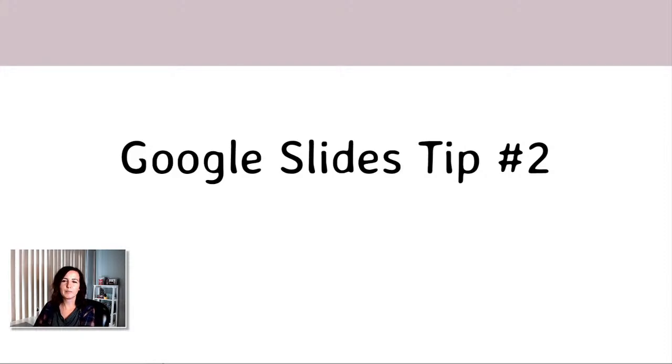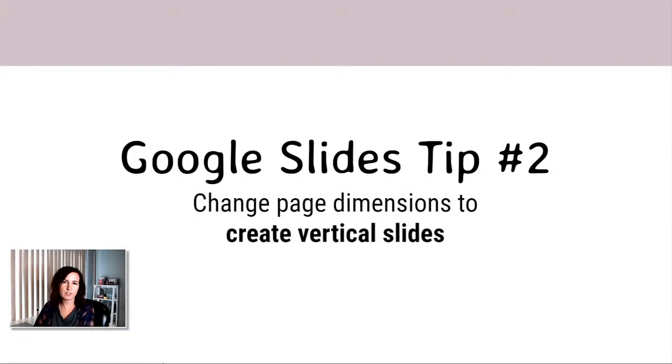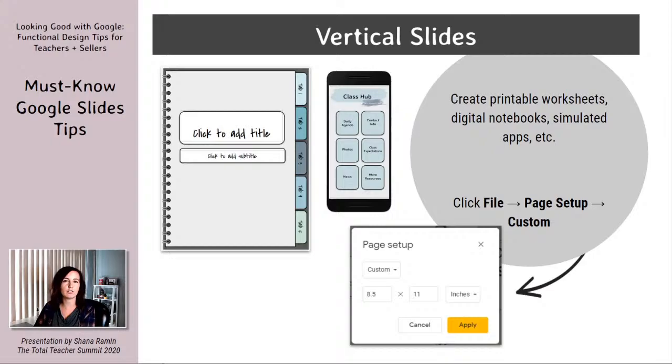Google Slides tip number 2 is to change the page dimensions to create vertical slides. Now, you might be wondering why you want to create vertical slides. If you're doing a vertical slide, it's probably not for a presentation or a slideshow. It might be for something like a printable worksheet, a digital notebook, or a simulated app. Oftentimes people see handouts that I made and ask, how did you make that in Google Docs or in Word? And I probably made it in PowerPoint or Google Slides.